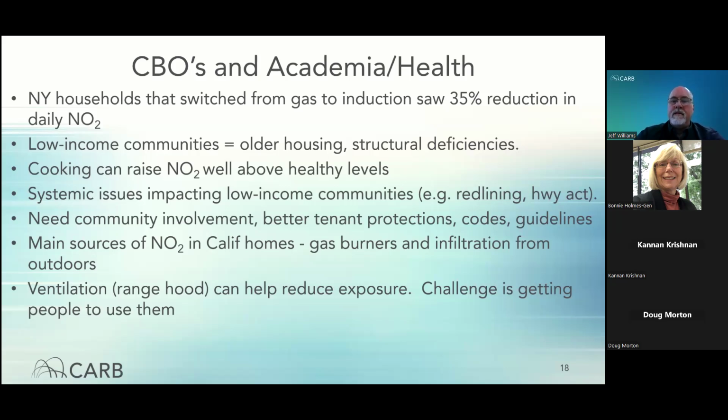In another presentation, we heard about the broad inequality of pollutant exposures faced by the environmental justice communities. We also heard about the systemic issues that impacted those communities, such as redlining and the Federal Highway Act, and how these have been a barrier to achieving health equity. The need for better tenant protections, building codes, and health guidelines will all be important tools for addressing the long-standing inequalities in these communities. Finally, we heard from our experts in academia and medicine.